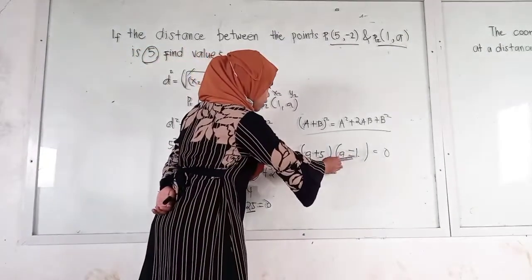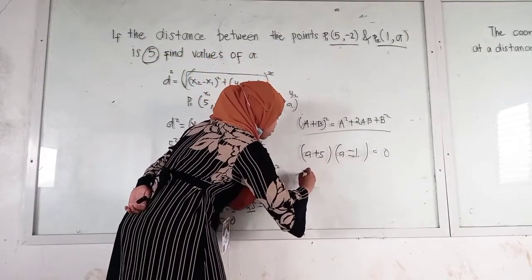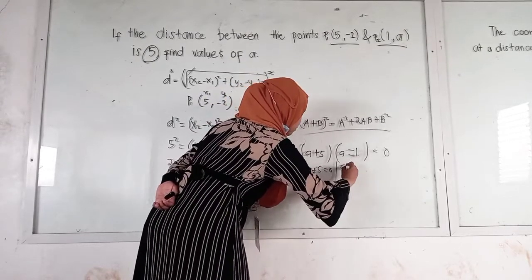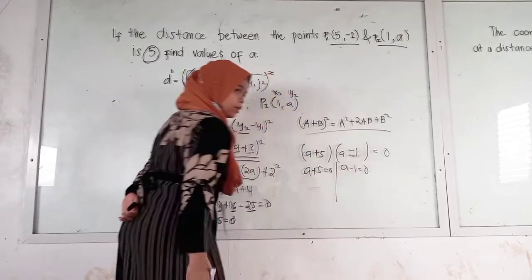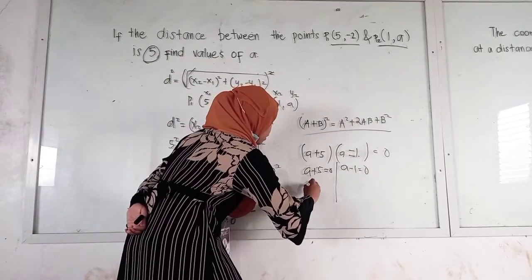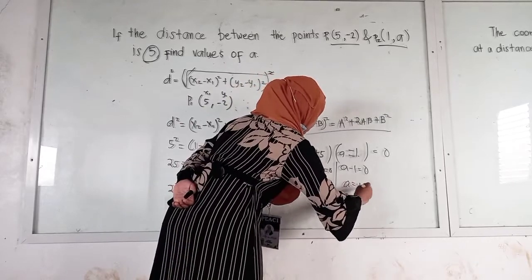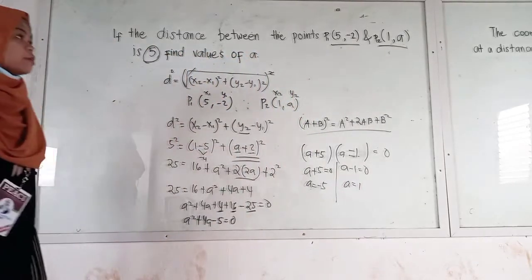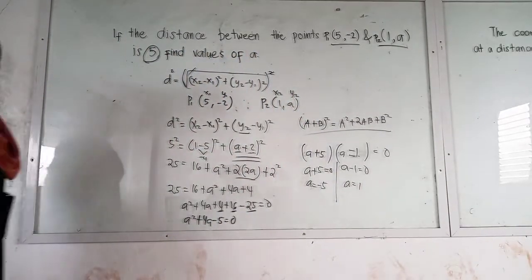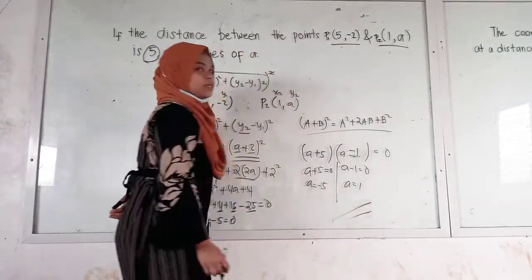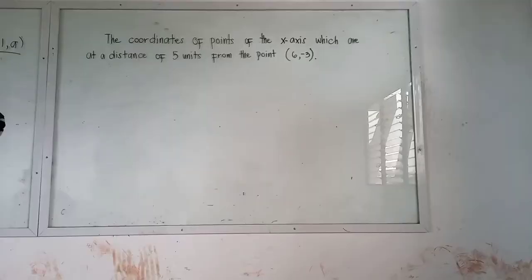So this equation implies that A plus 5 is equal to 0 or A minus 1 is equal to 0, right? And then we have A is equal to negative 5, A is equal to 1. So there are two possible values of A. We can have negative 5 and positive 1. So that is the solution.